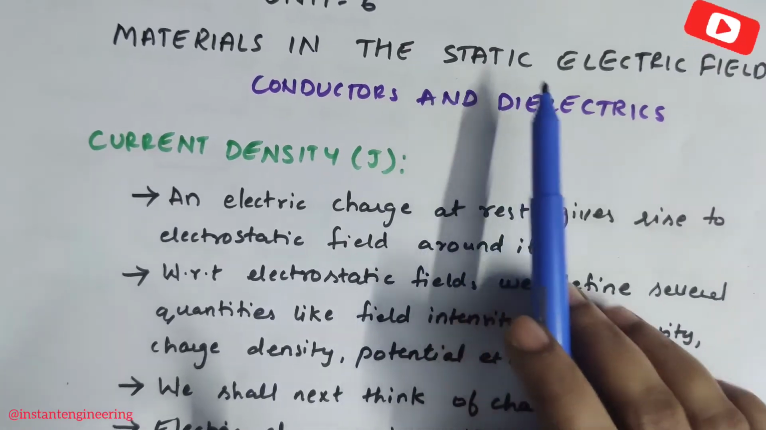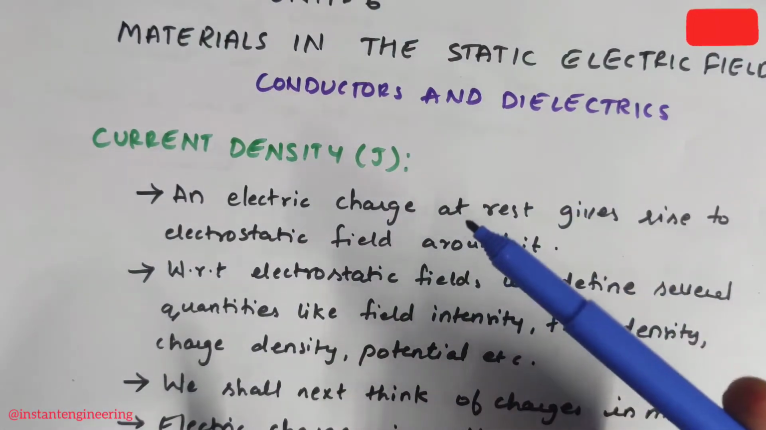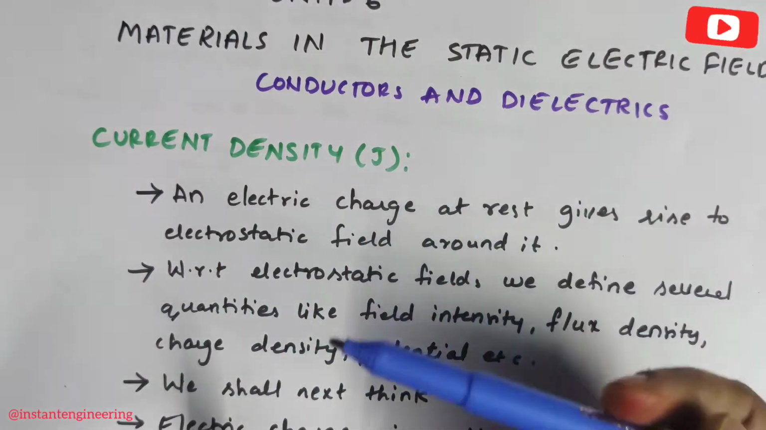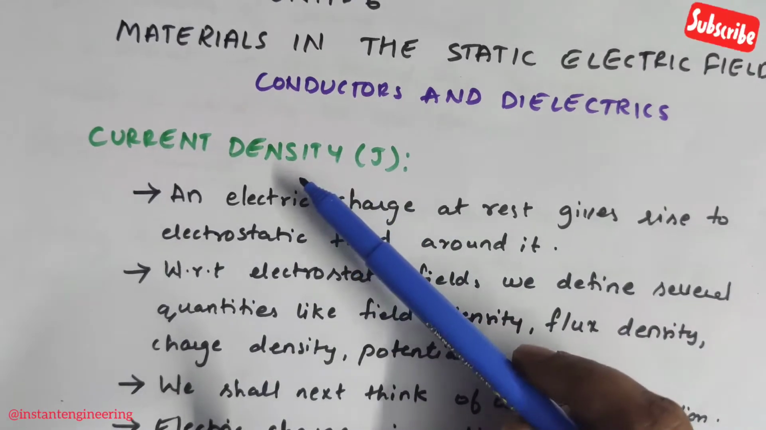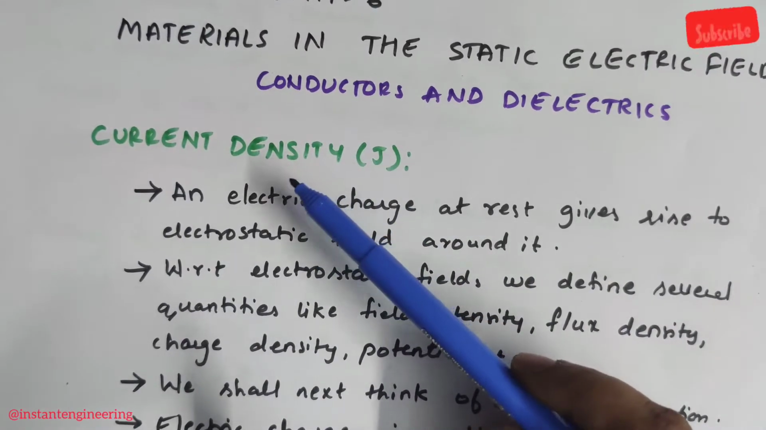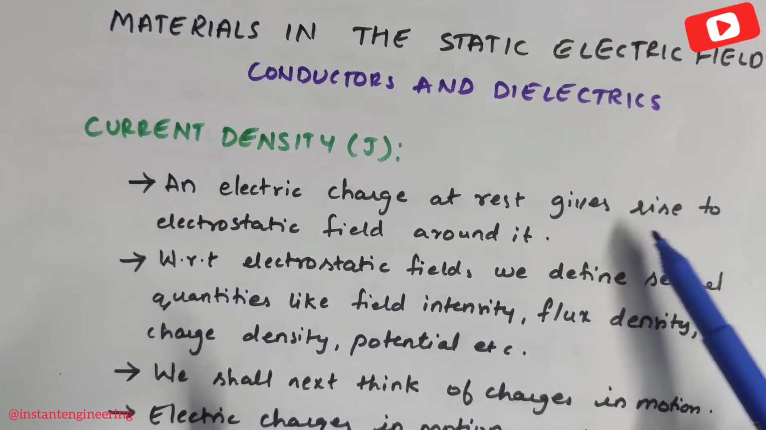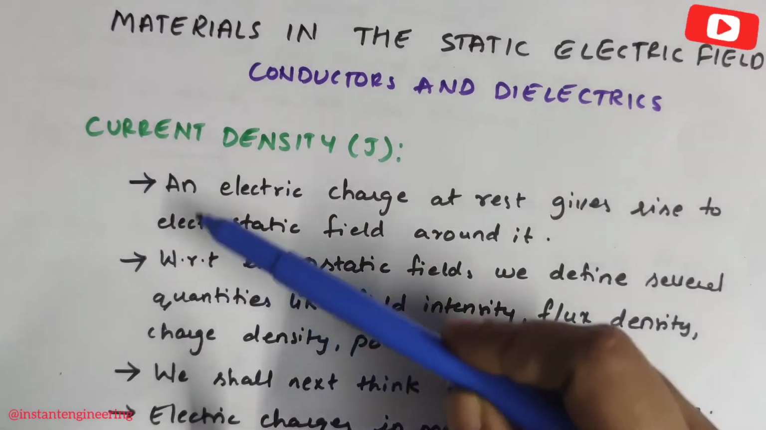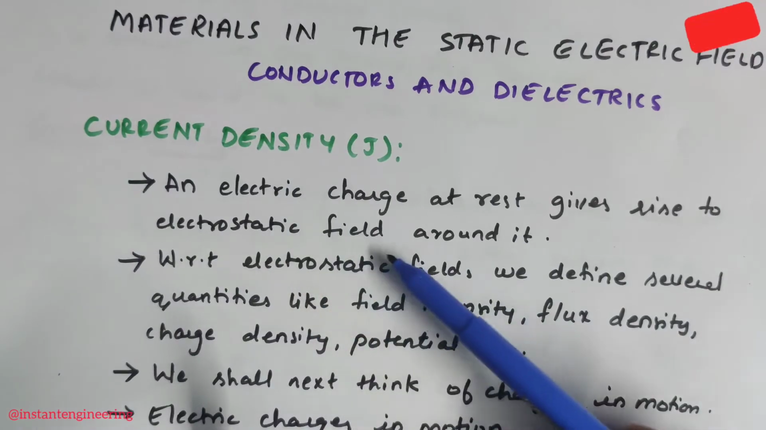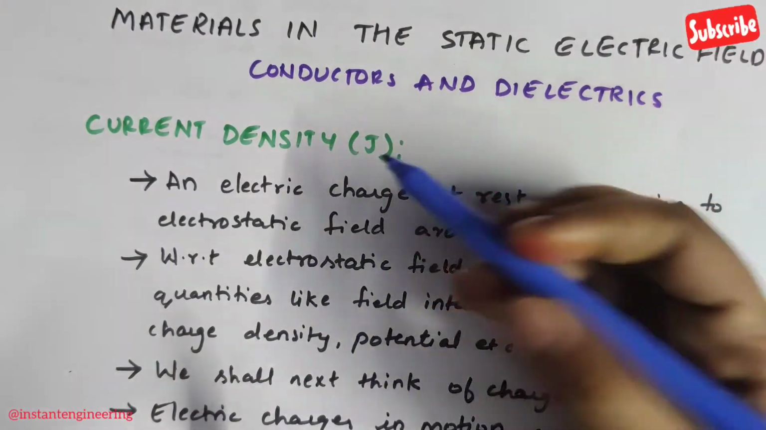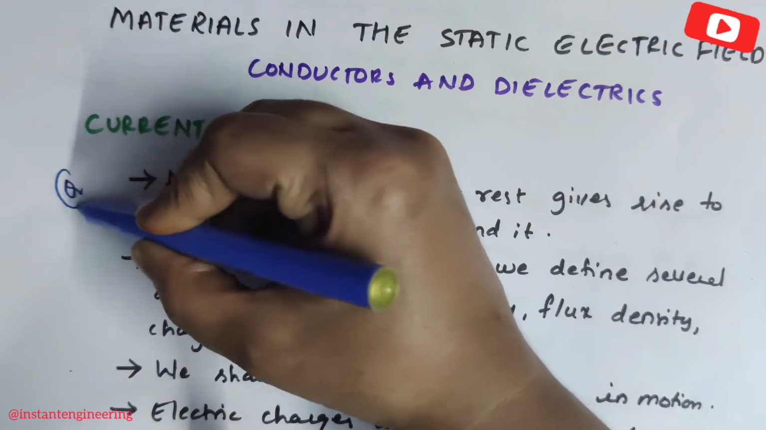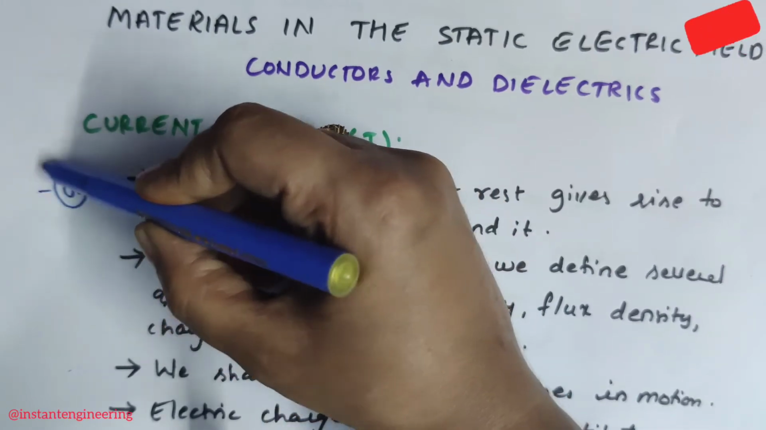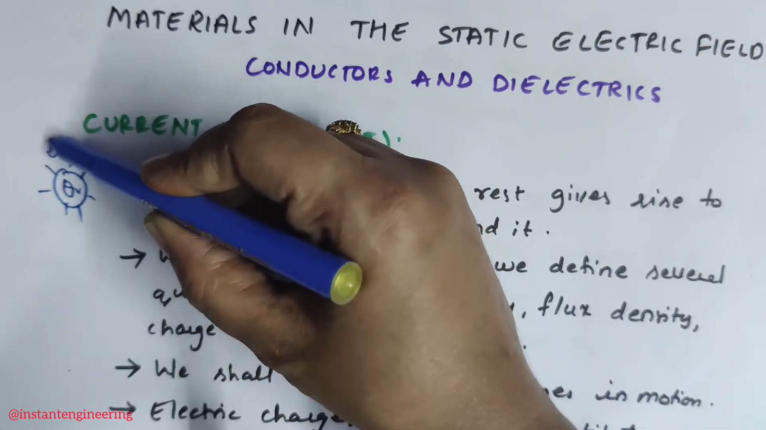But here we'll see how the electric field is around charges when they are in motion. In that, the first concept we have is current density. An electric charge at rest gives rise to an electrostatic field around it. Suppose the charge Q is at rest, then the region around it is called the electrostatic field. For example, this is Q, some charge, and it is stationary, almost static. The region around this is called the electrostatic field.